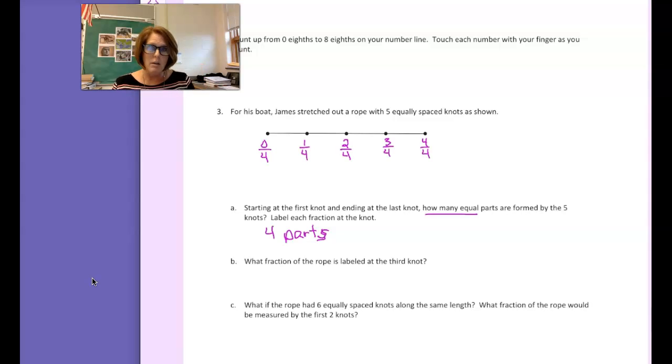Now there's another part, so we labeled the fractions at the knot. Letter B says, what fraction of the rope is labeled at the 3rd knot? So now we're starting at the first knot, going to the 2nd knot, going to the 3rd knot, and that is 2/4.